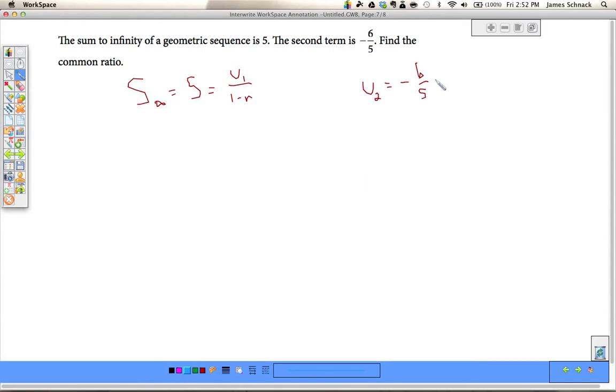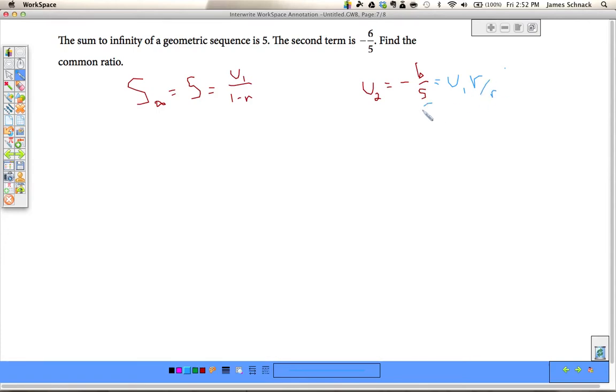Well, we're going to have to use our rule for a geometric sequence. So this second term is U1 times R to the 2 minus 1, or just R to the first, better known as just R. Well, now we have a system of equations, and we can actually solve for one of the two variables and do substitution. Now, I'm trying to find the common ratio. So I'm going to get U1 by itself so I can substitute for that and end up with an equation that has R in it.